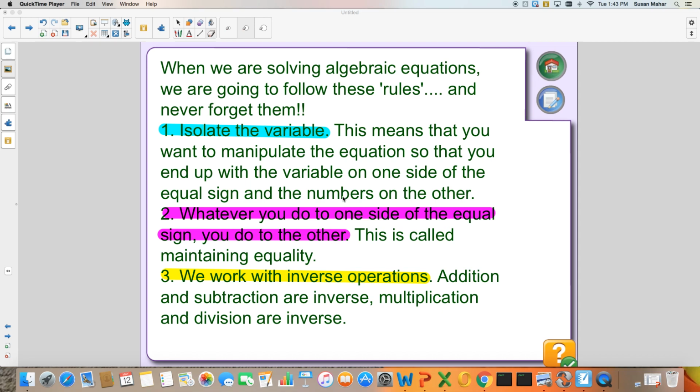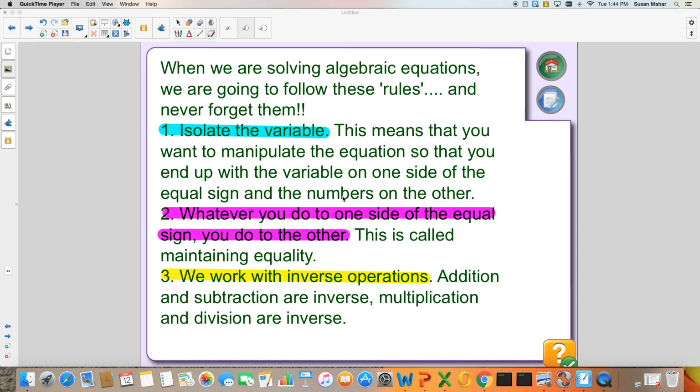If I was in class with you, I would be repeating these rules multiple times each class. What I suggest you do is copy them down, or I guess you can't really print from this. I may try to make a slide for you so that you can just print it off, but copy them down, never forget them. Rule number one is going to be isolate the variable.